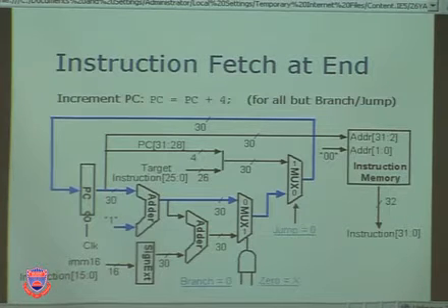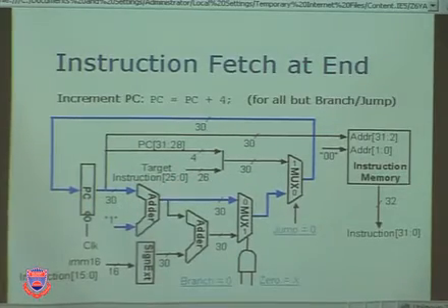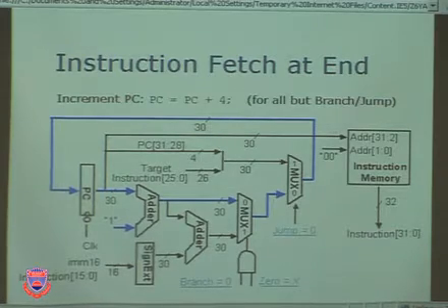Any questions about that slide? So if branch and jump are low, that means I choose the 0 input here and the 0 input here. Because I'm telling the control signal from the mux, choose the 0th bus. Right?